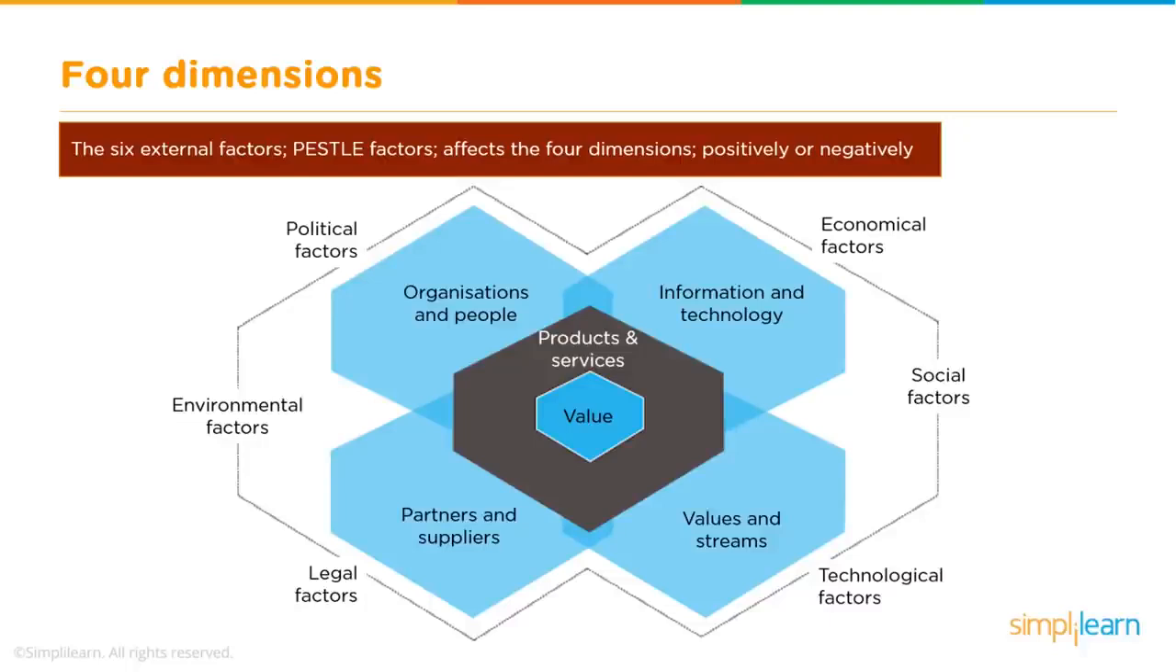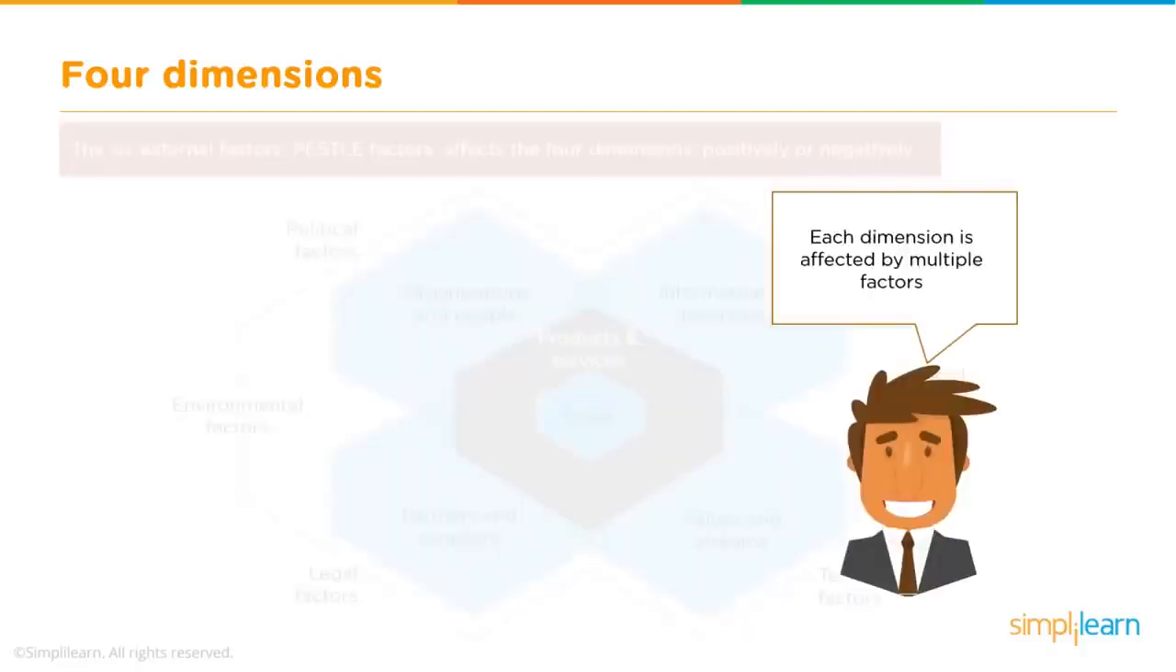Considering these four dimensions, every service has these four dimensions, and their consideration is essential while strategizing, designing, transitioning, delivering, and supporting a service throughout its life cycle. All these four dimensions are impacted by external factors, six external factors. These can also be called PESTLE factors, which are the political, economic, social, technological, legal, and environmental factors. Further, each dimension, as I mentioned, is affected by multiple factors, and we saw that.